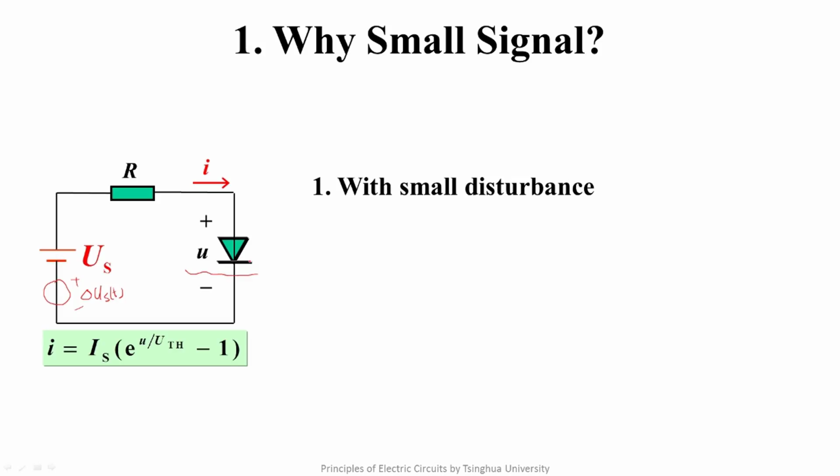That is to say, we are interested in the response of the branch variables when there is a small perturbation in a nonlinear resistor circuit. This is the first case. The second case is that through the analysis of the circuit with a small disturbance, we can have a special design on the relationship between delta US and US. Then we can realize some specific function such as amplification.